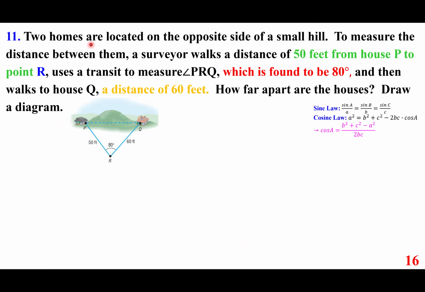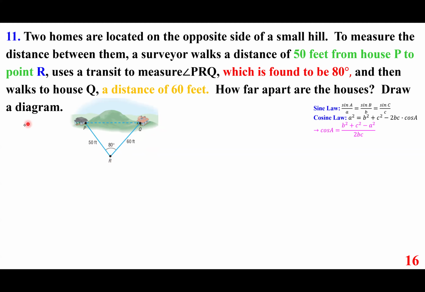Two homes are located on the opposite side of a small hill. To measure the distance between them, a surveyor walks a distance of 50 feet from house P, the first one, to point R, uses a transit to measure the angle PRQ. The angle between the two houses in essence, from this point R, is found to be 80 degrees. And then walks to house Q a distance of 60 feet. So needs to find out, how far apart are the houses?